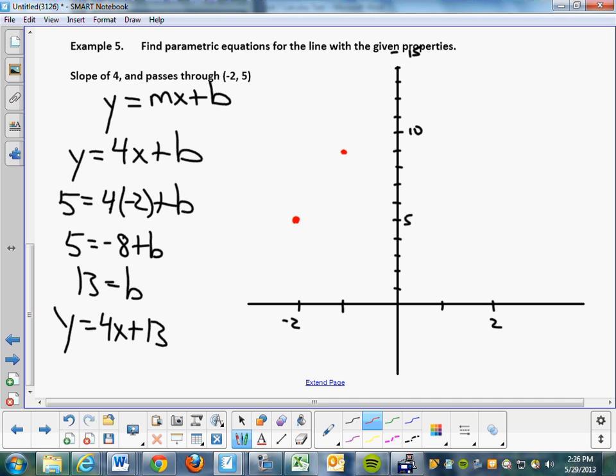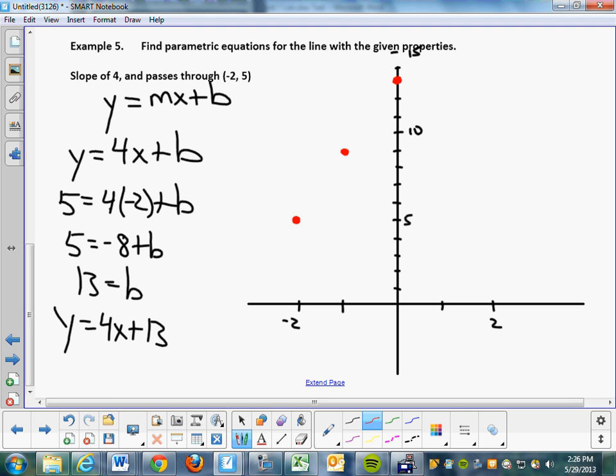Can I generate another point? Yep, up 4 over 1. Okay, so there we have it. Those dots represent the graph, right?